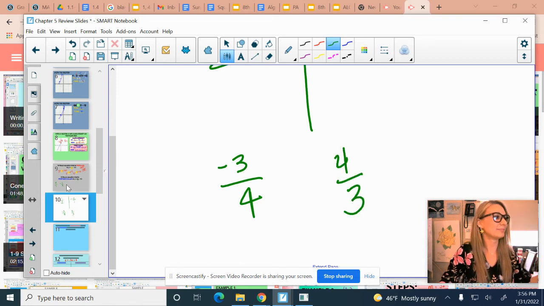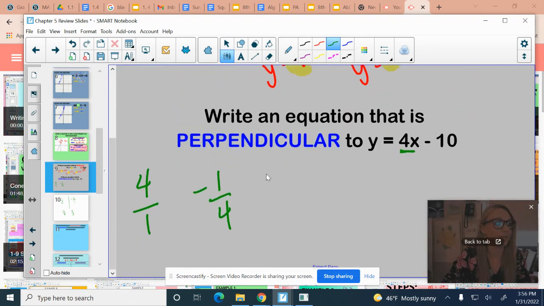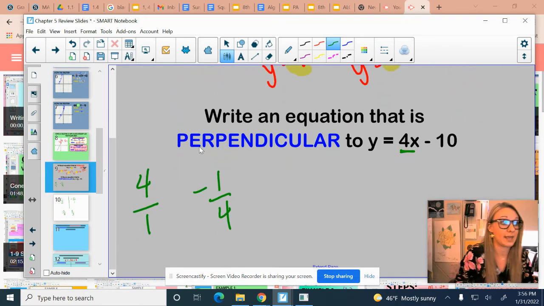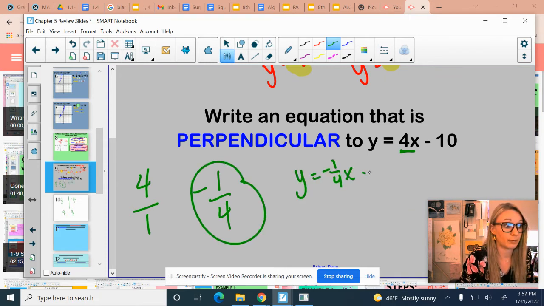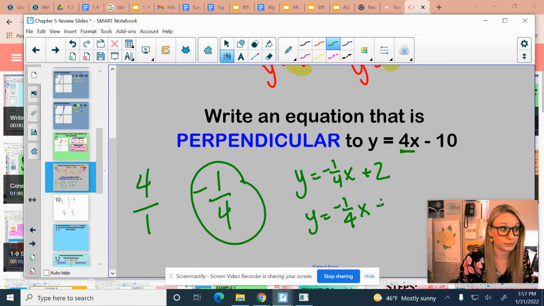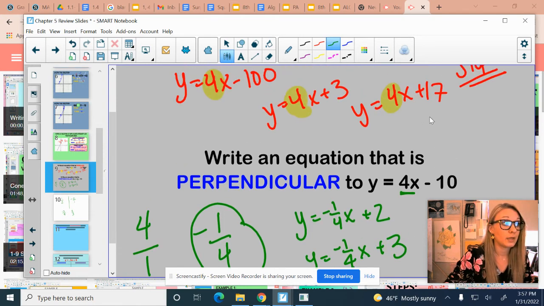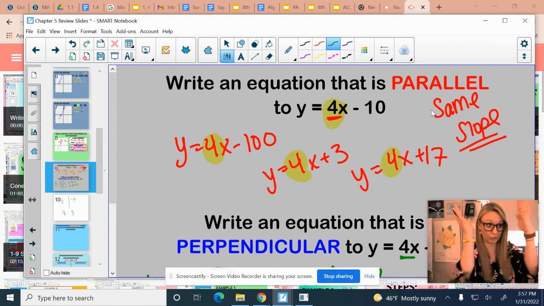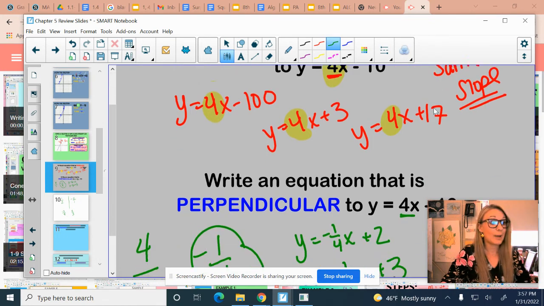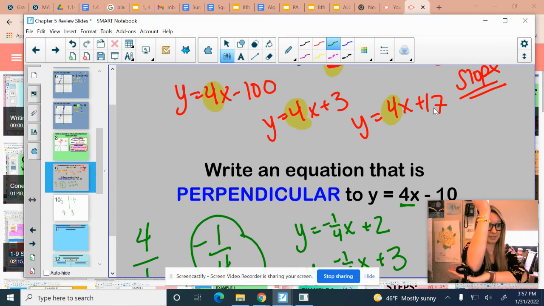Okay, going back. So if I want an equation that's perpendicular to this guy, I don't need a slope of 4. I need this to be my slope. And again, pick any random y-intercept. Who cares? But notice the most important part is that I've got that opposite reciprocal slope. So parallel, same. You think about two parallel lines, same. Perpendicular, opposite reciprocals.